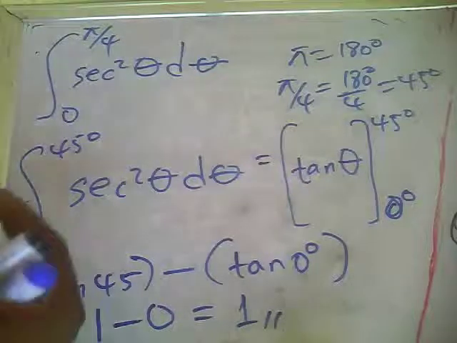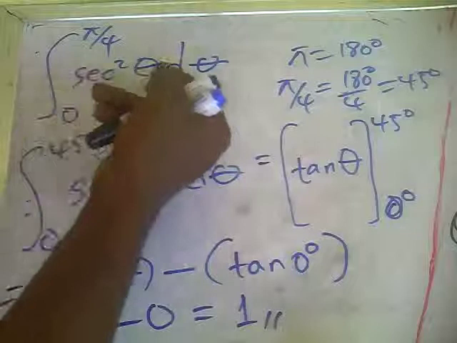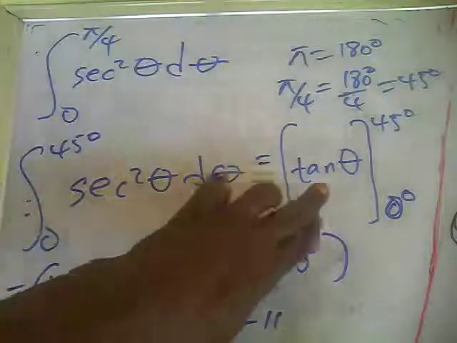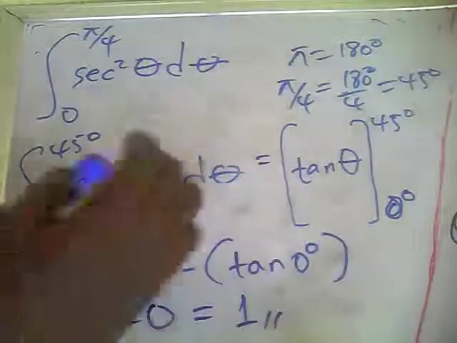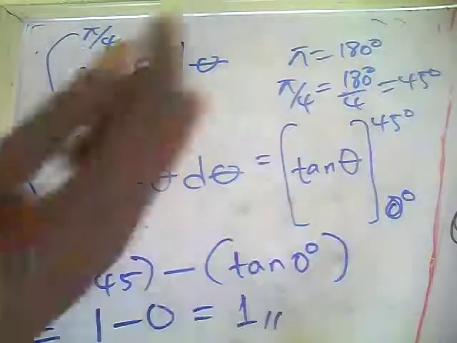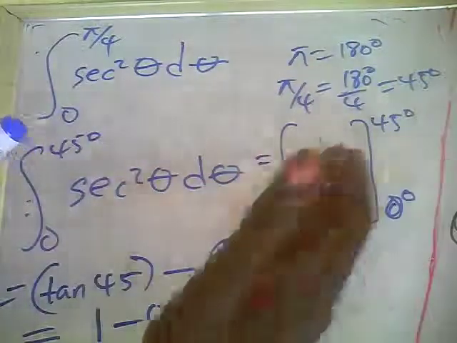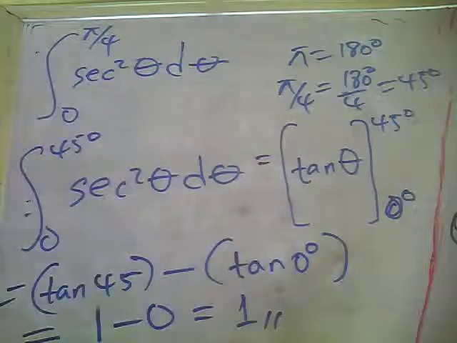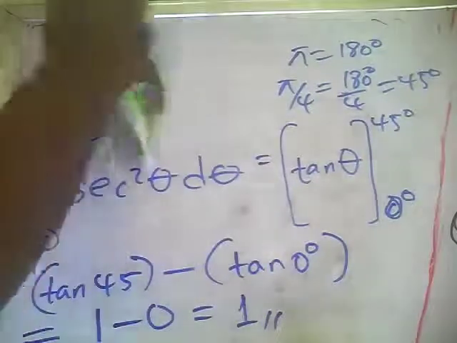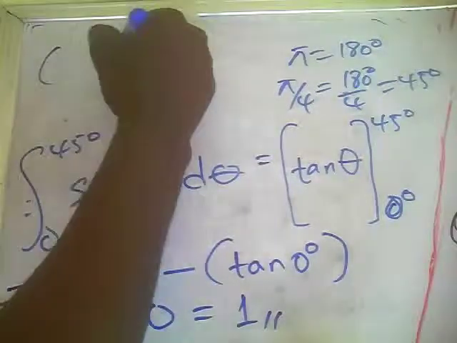So we have to integrate the function first. When we integrate sec square theta, we get tan theta, right? Now when we get tan theta, we now have 0 degrees here and 45 degrees here. This is the upper limit, this is the lower limit. Now we open two brackets. That's the way to do it. We're going to open two brackets, subtracting them.